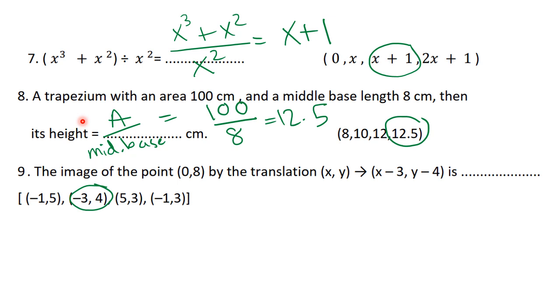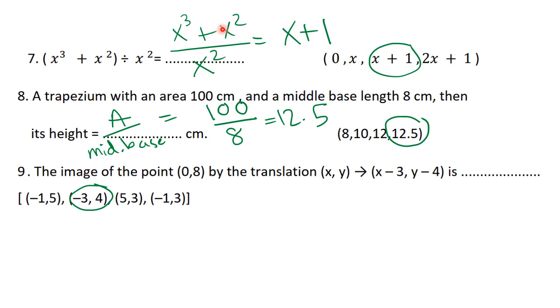Okay, for question 7, we have x power 3 plus x power 2 divided by x power 2. If we write it like this, we know that we have two terms divided by one term. So we divide this term by x power 2, and then we divide x power 2 by x power 2. We know that when we divide, we subtract the power. So 3 minus 2 equals 1. So it is x power 1. We don't need to write the power 1.